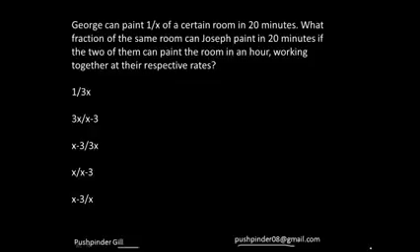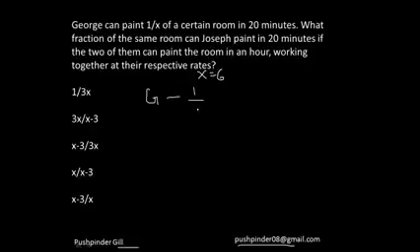Now you can clearly see if I start doing this question, there's going to be a lot of variables in my way. So a better way of doing such questions, whenever there are variables in the answer options, is to assume a value for the variables. That makes your life easy. So if George can paint 1/x of the room, give me a value for x.